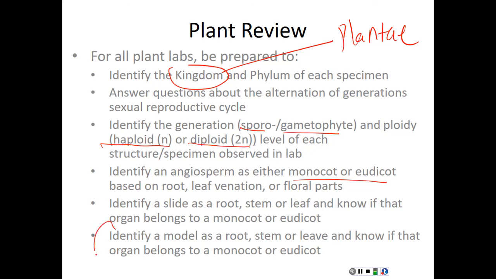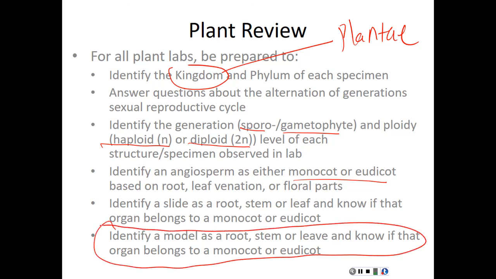Also, in this lab, we're going to have several models. You will have to identify each model as a root, a stem, or a leaf, and know, again, whether it belongs to a monocot or a eudicot.